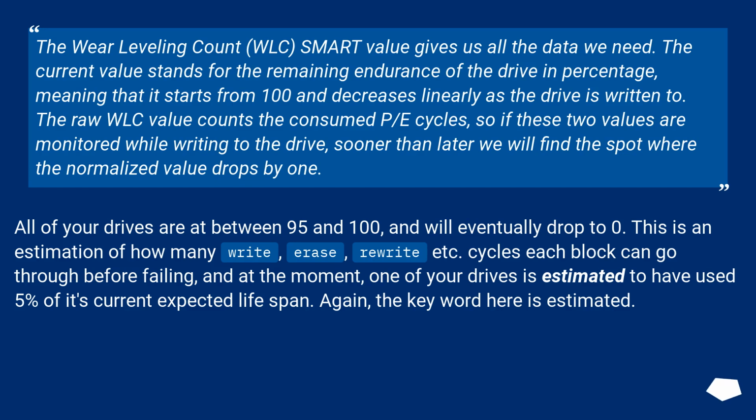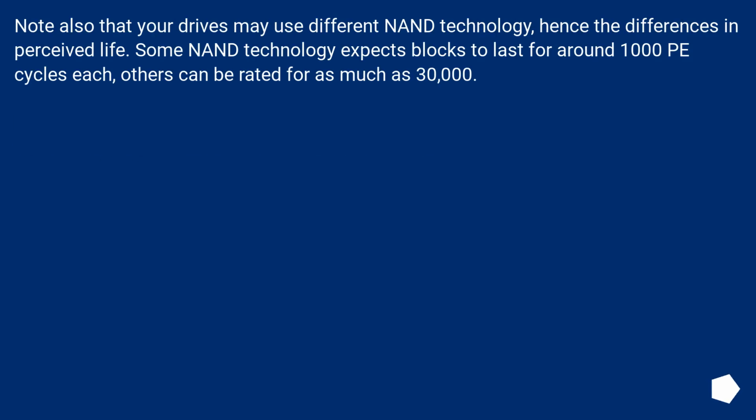This is an estimation of how many write, erase, rewrite etc. cycles each block can go through before failing, and at the moment, one of your drives is estimated to have used 5% of its expected lifespan. Again, the key word here is estimated. Note also that your drives may use different NAND technology, hence the differences in perceived life. Some NAND technology expects blocks to last for around 1,000 P/E cycles each, others can be rated for as much as 30,000.